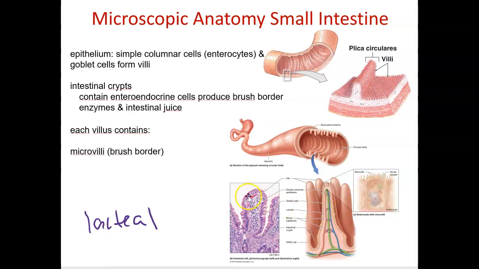And if we look at these little simple columnar cells, if we look at just one of them here, notice each of these has microvilli. And so the microvilli are just extensions of cytoplasm, but somebody called that the brush border. So when we say brush border, they're just referring to the appearance of these microvilli on these enterocytes. And a lot of times we'll talk about brush border enzymes. They're coming from these cells down in the crypts, but they get released through this brush border.